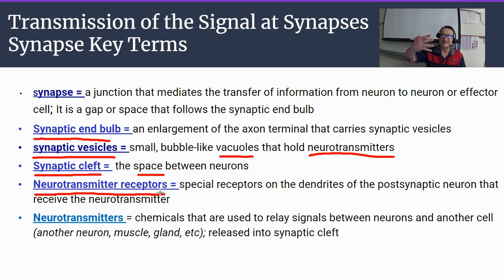Neurotransmitter receptors. These are the little gates, the little receptors on the dendrites of the postsynaptic neuron. So the neurotransmitters are going to diffuse or cross the synapse. They're going to strike the receptors on the postsynaptic neuron. Remember, those are called ligand gated channels. And the neurotransmitters are going to cause that ligand gated channel to open up and allow sodium to leak into the neuron. And that's what starts to stimulate it. And neurotransmitters, those are the chemicals that cross the synapse in order to stimulate the postsynaptic neuron.